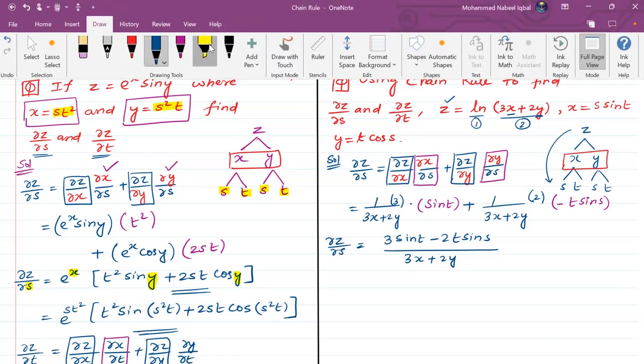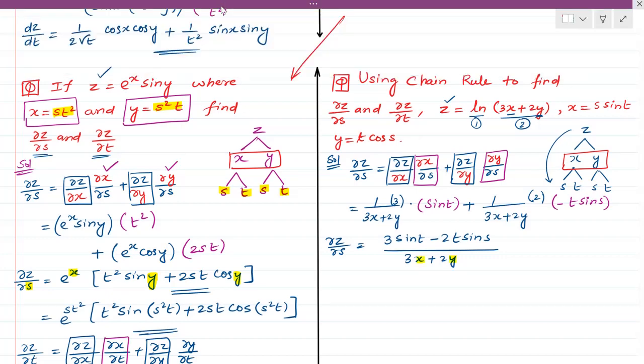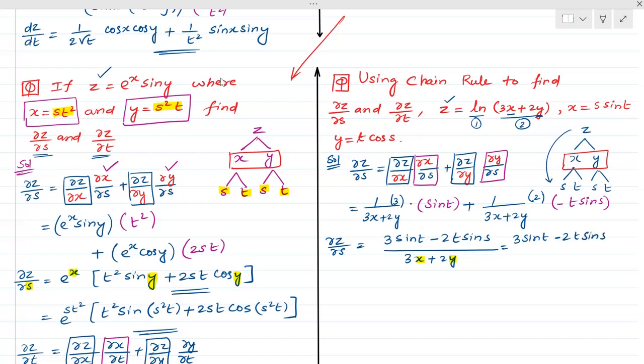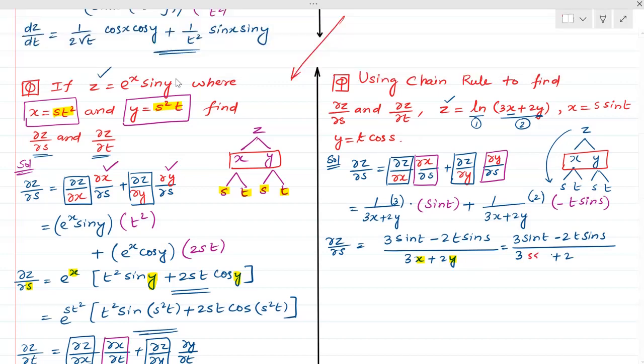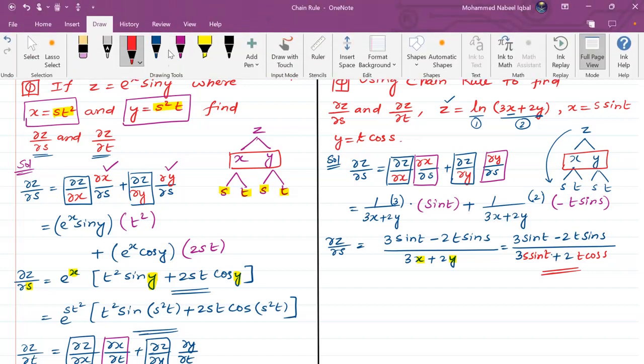But you have to replace the x and y. So in the numerator there is no x term, but in the denominator you have x and y. So you have to replace that one with s and t. So here 3 sine t minus 2t sine s is the same. Now here 3 plus 2. What are the x and y? The x value is s sine t. What is the y value? t cosine s. That's it. So this is the final answer in terms of s and t.